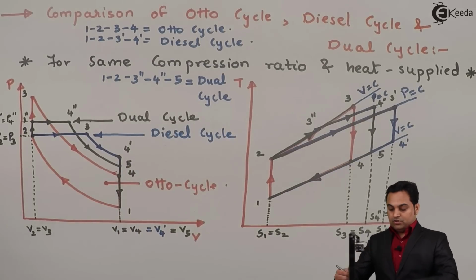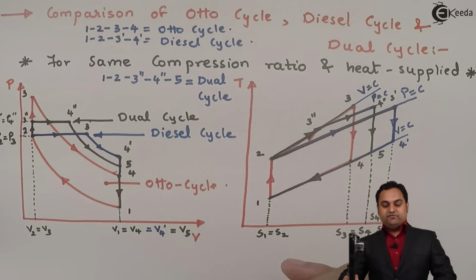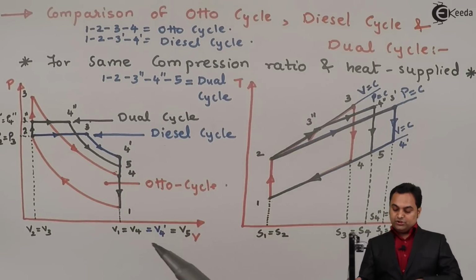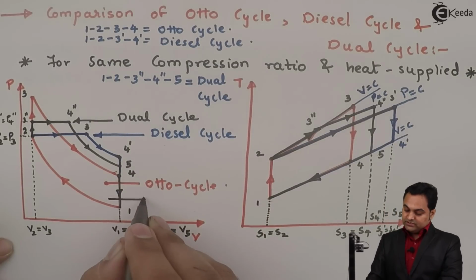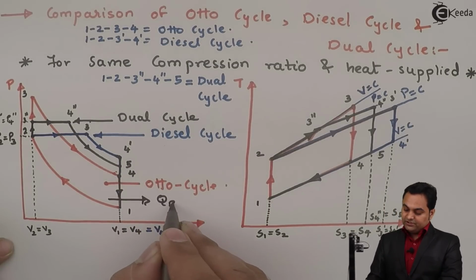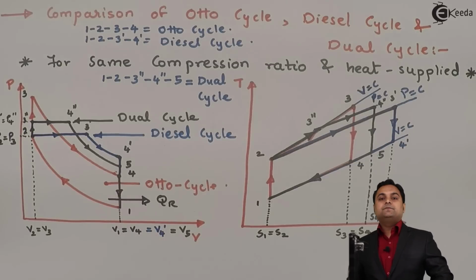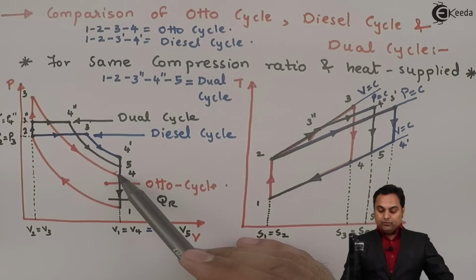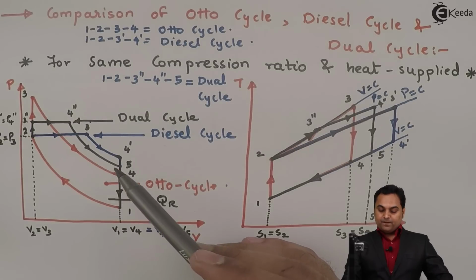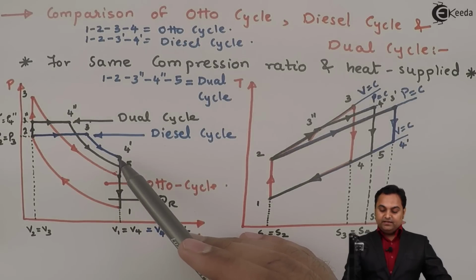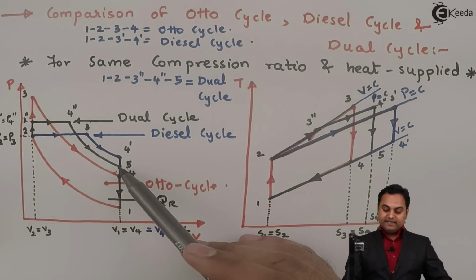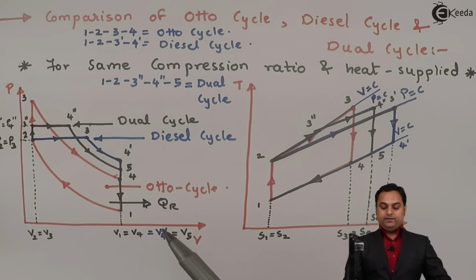Now of the 3 cycles, if we see, all of them are having the heat rejection at constant volume. So this is the amount of heat rejected from all the cycles. For Otto cycle, the heat is rejected from 4 to 1. For diesel cycle, it is from 4 to 1, and for dual cycle, it is from 5 to 1.